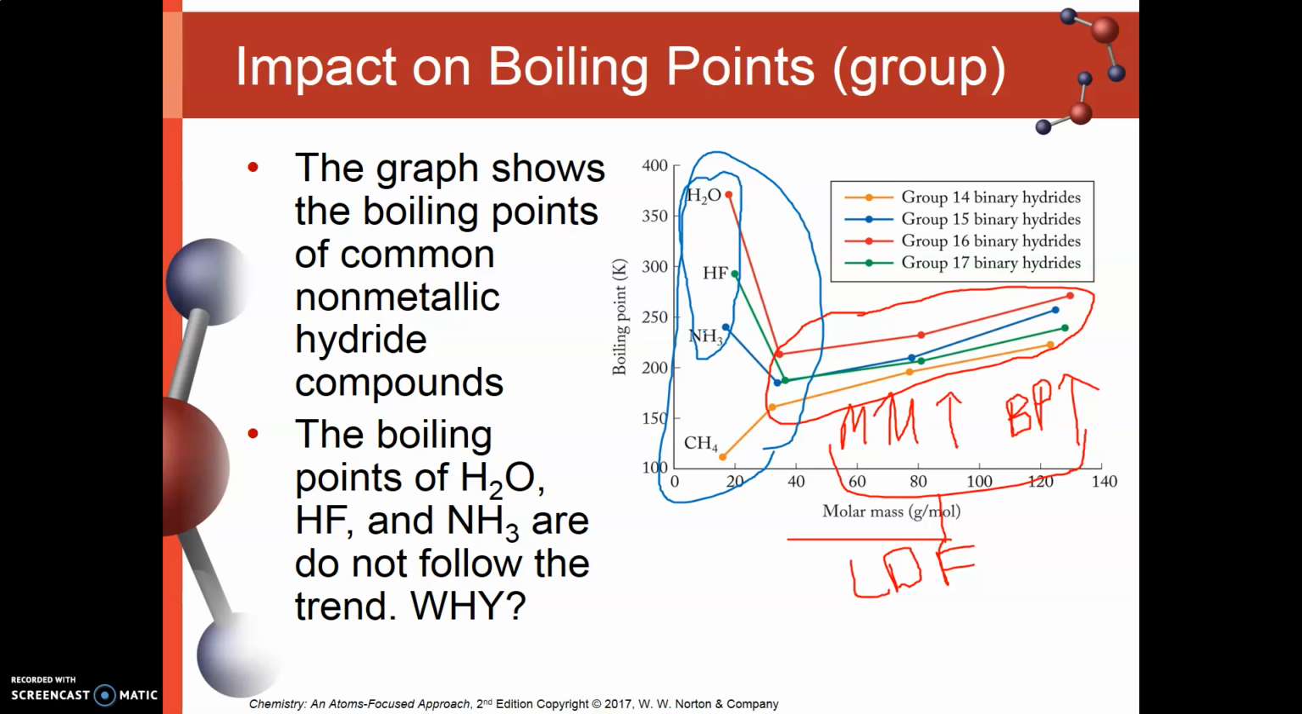The hydrogen bond is a considerably stronger intermolecular force than even polar bonding down here. And as a result, we see a massive increase in boiling point relative to where we would expect it if it was on trend like the methane is.